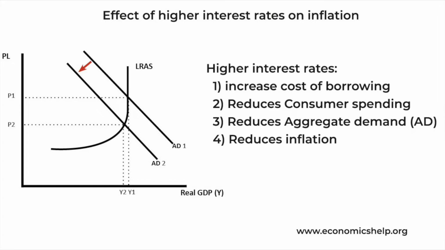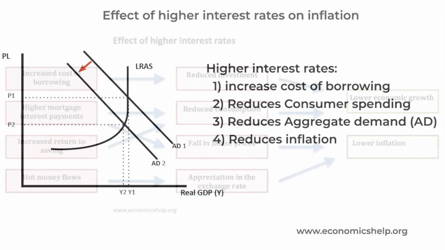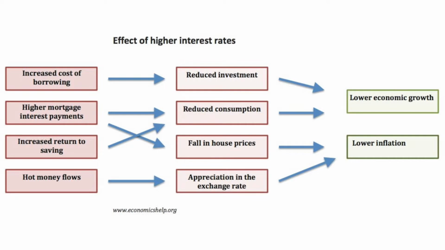So why do higher interest rates have this effect? Well, firstly, higher interest rates will increase the cost of borrowing. So homeowners paying a mortgage will have less disposable income because they have to spend more on their mortgage, and so they will spend less on other items. Also, if businesses are considering investing, then higher interest rates may deter them because it's more expensive to borrow. And so higher interest rates are really quite significant for reducing consumer spending and investment.